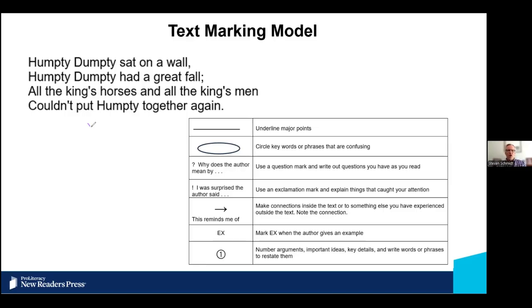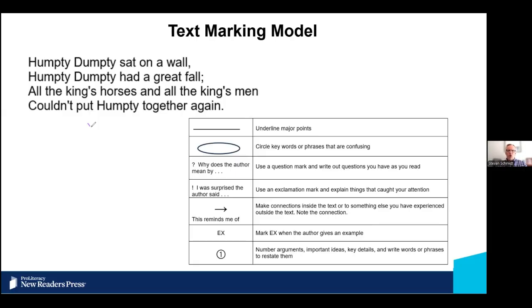Humpty Dumpty sat on a wall. Humpty Dumpty had a great fall. All the king's horses and all the king's men couldn't put Humpty together again. There are some interesting things in here.